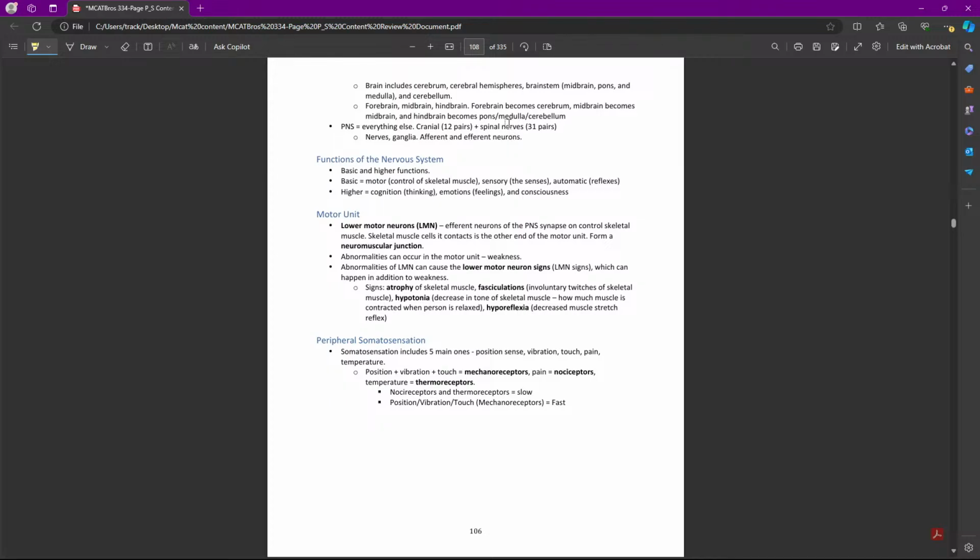So, the general function of the nervous system is it has basic and higher functioning. The basic is motor, to control muscles, sensory for senses, and automatic reflexes. Higher is thinking, emotions, consciousness, which makes sense, because basic is just general movement that any animal can do, but our higher is human thought.